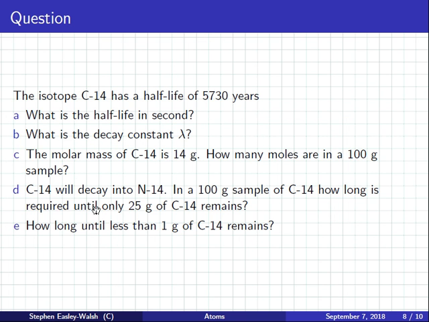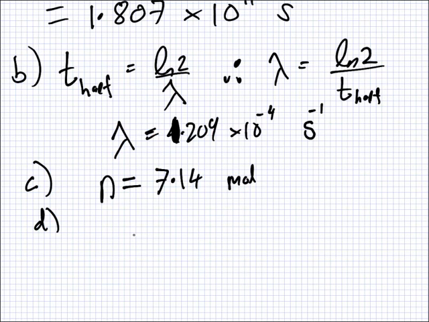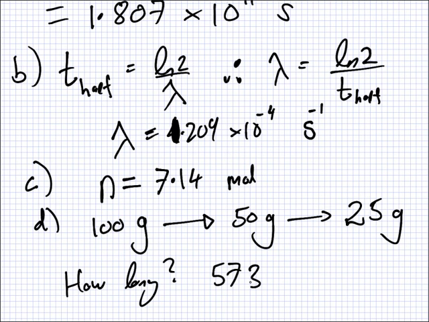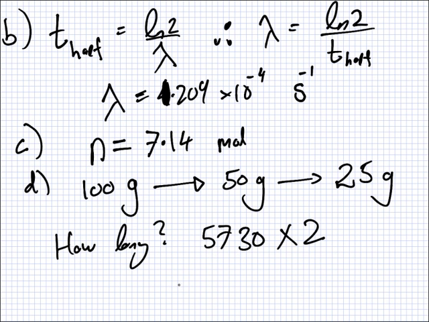Carbon-14 decays into nitrogen-14. In a 100 gram sample of carbon-14, how long until you have 25 grams? So, you start off with 100 grams, then it becomes 50 grams, then it becomes 25 grams. How long will that take? It will be 5730 times 2, so 11,460 years. Yeah? Okay.